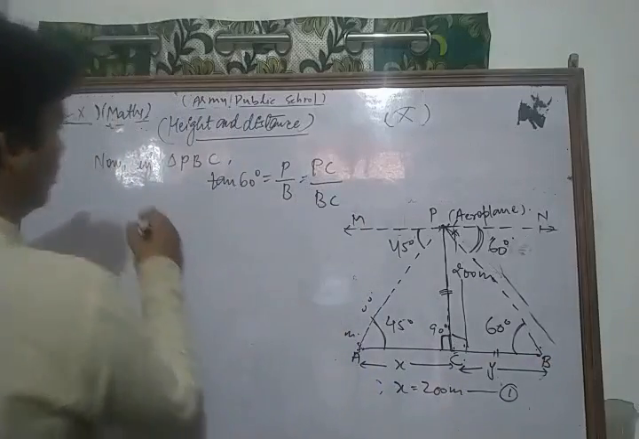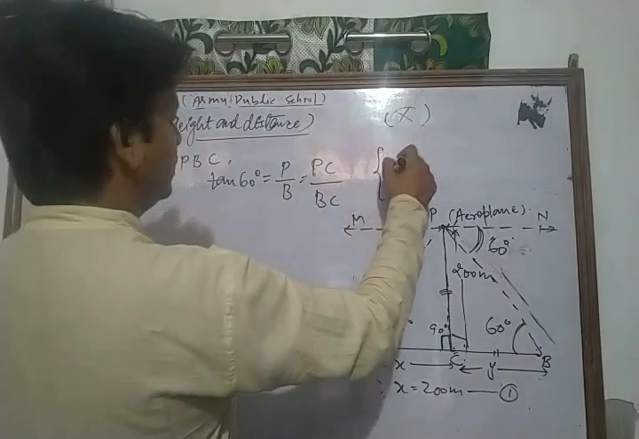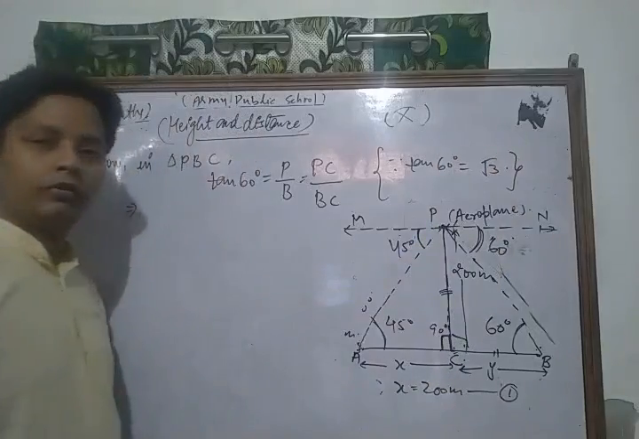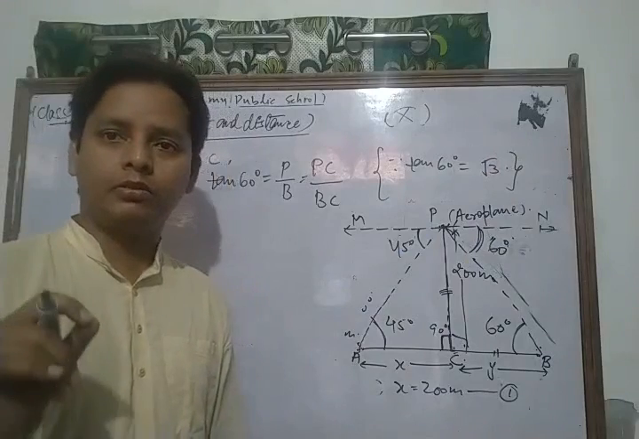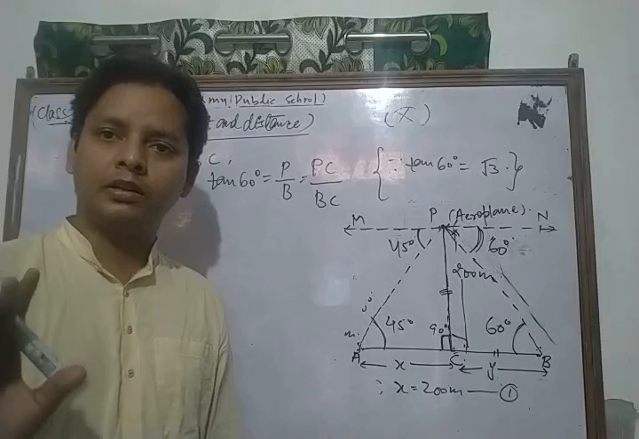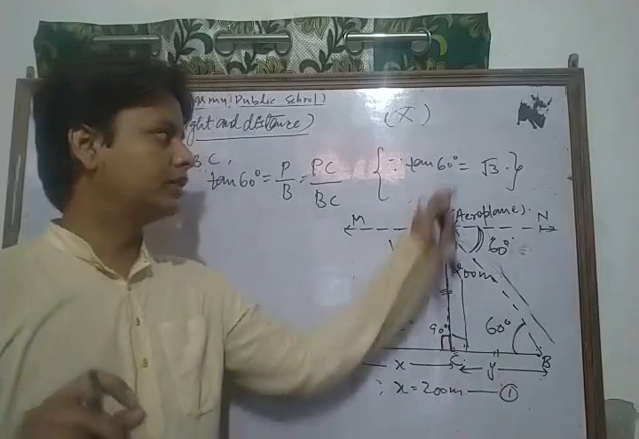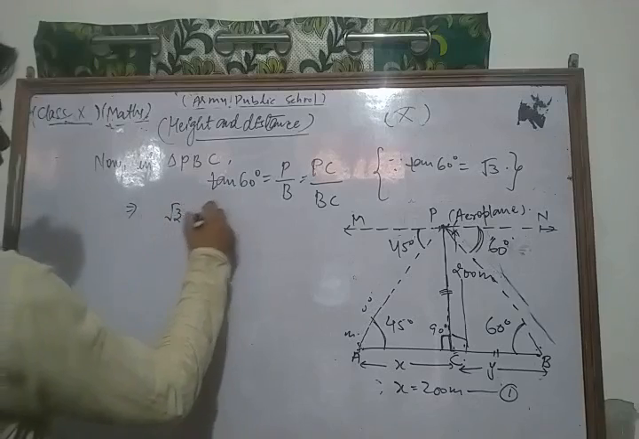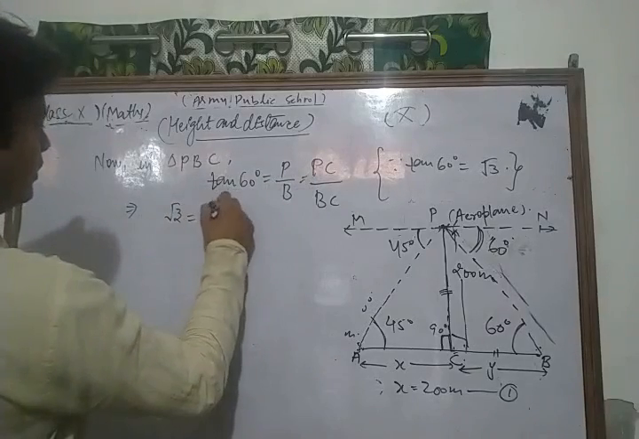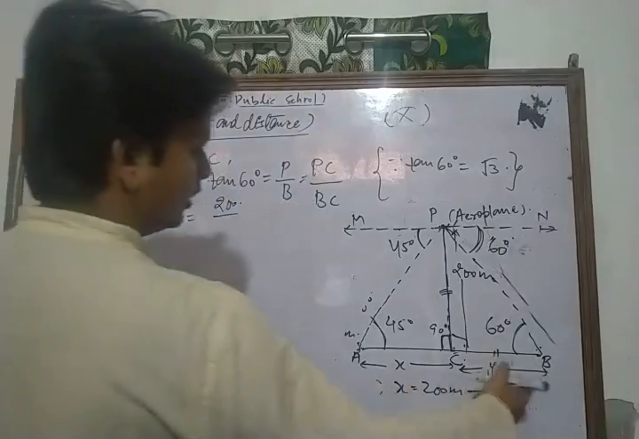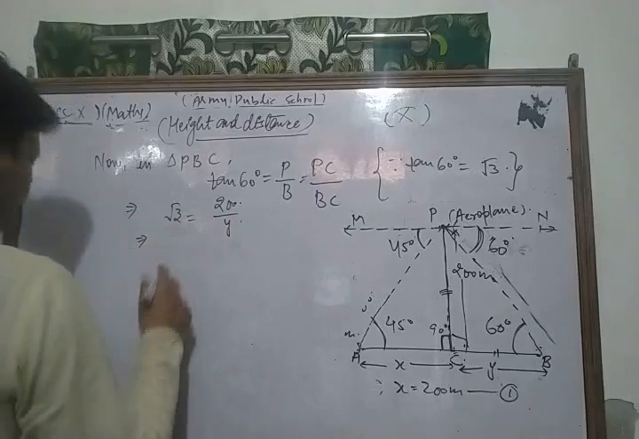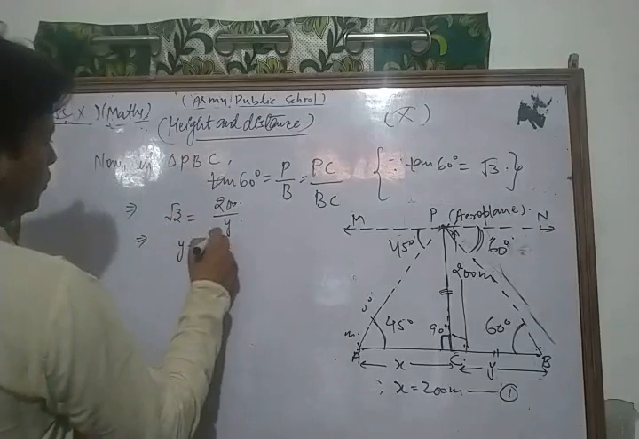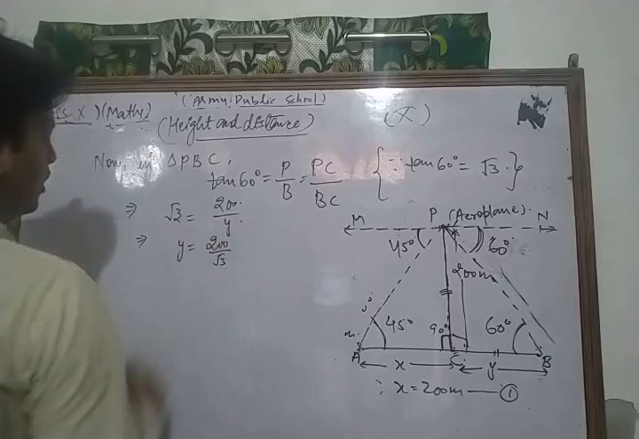Since you know that the value of tan 60 is root 3. First of all, you should learn each and every value of trigonometric ratios for some particular angles. So tan of 60 degrees is root 3. Now here we put the value: root 3 equals PC, which is 200, upon BC, which is Y. Now we get Y is equal to 200 upon root 3.